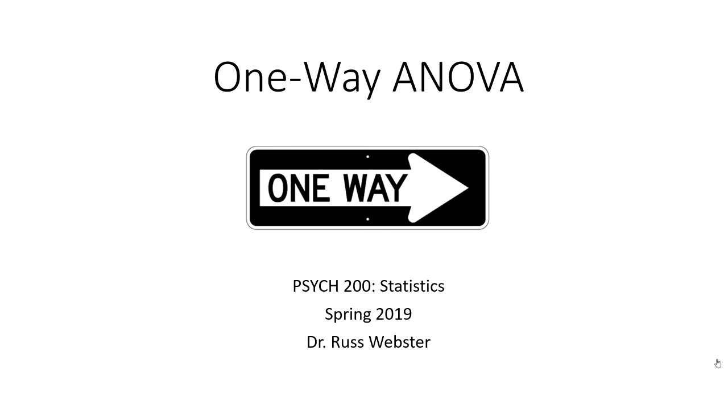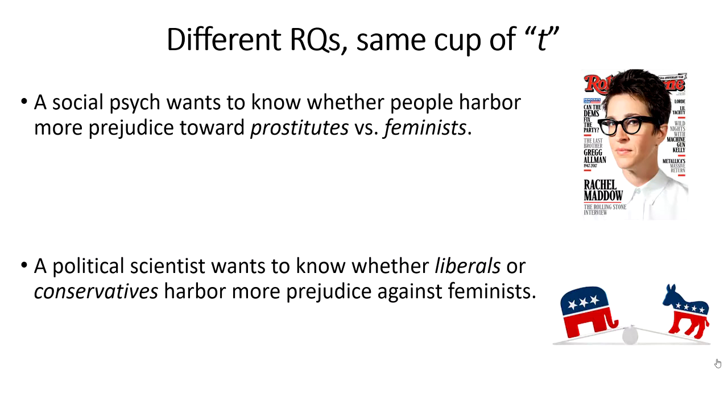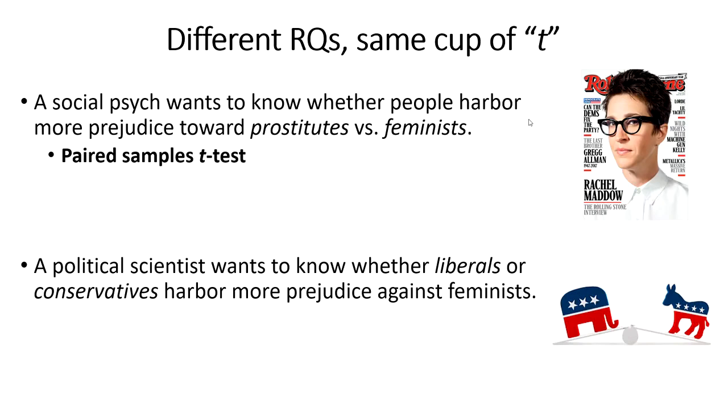So let's begin. And no better way to start than to go back to talking about t-tests, right? So these research questions should look familiar here. First, we have a social psychologist who wants to know whether people harbor more prejudice towards prostitutes versus feminists. And so what type of t-test did we conduct to answer this research question? That's right, paired sample t-test, right?